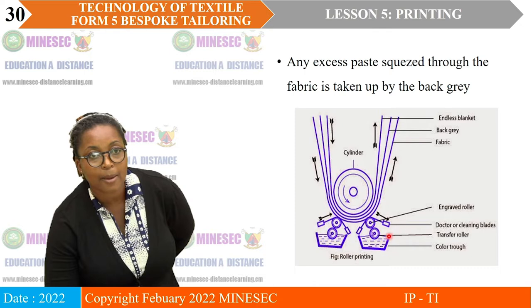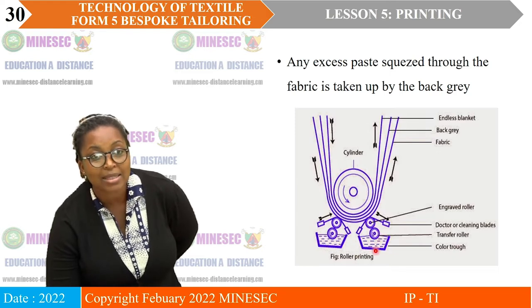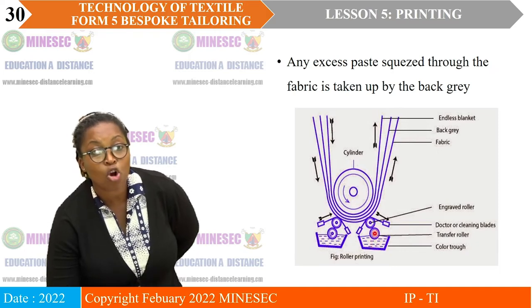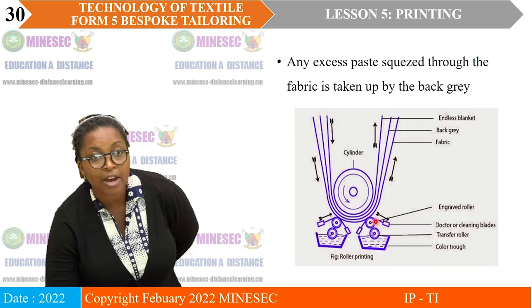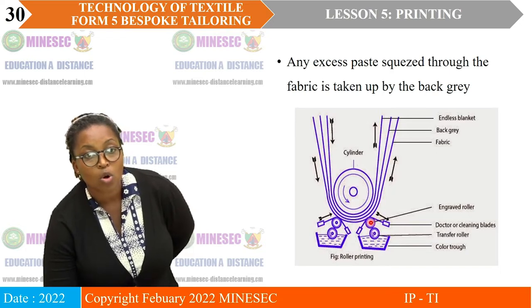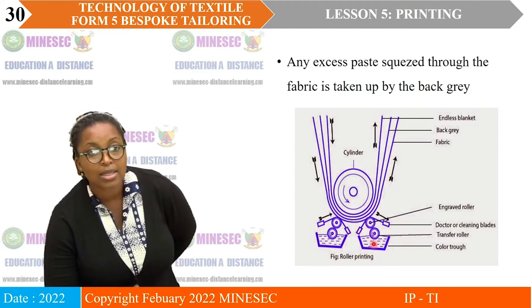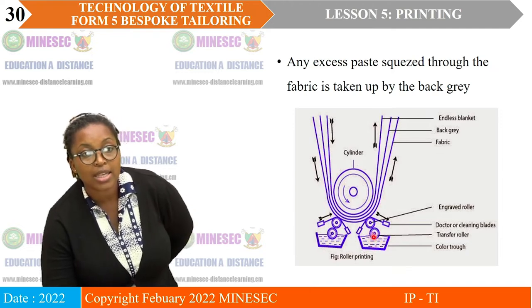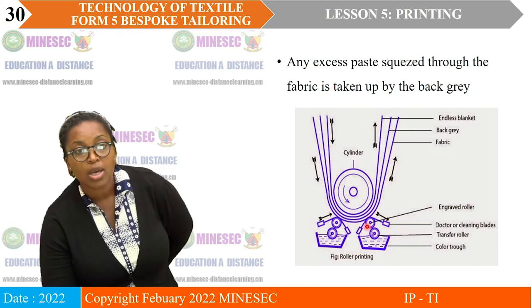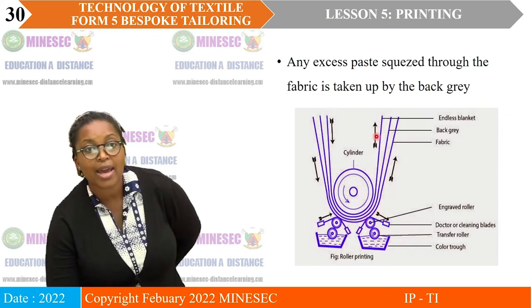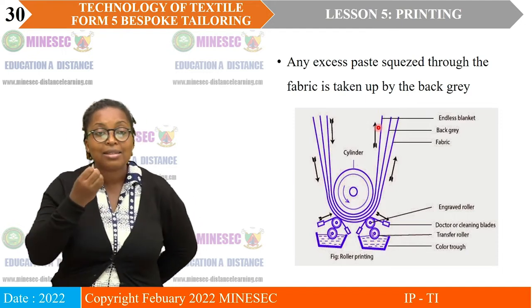This is the dye here, inside here, the pigments. This is a transfer roller. And we said the transfer roller is partially immersed in the pigment, in this color trough, and is in contact with this engraved roller. This is the engraved roller here where our designs have been engraved. What happens as it's turning is that the transfer roller is immersed and is in contact with the engraved roller, which our design is on. So with the pressure as this is turning, the pigment is transferred here, and with the pressure, the designs are printed on our fabric.